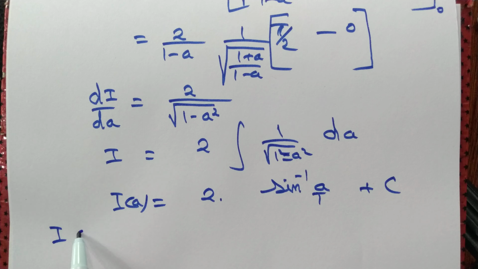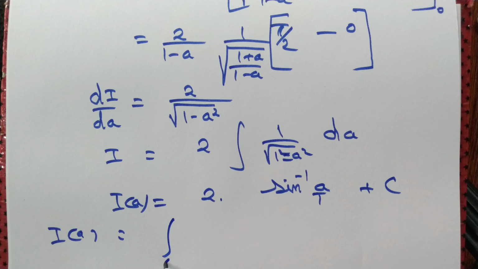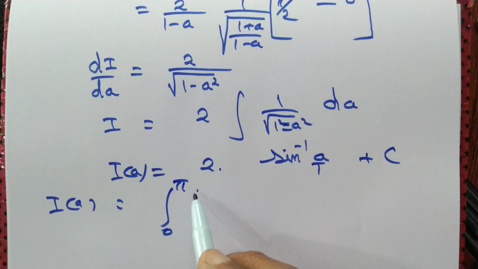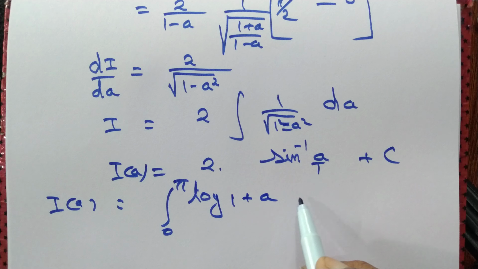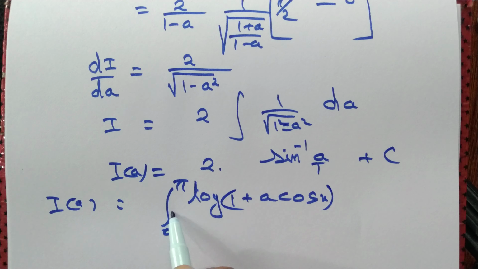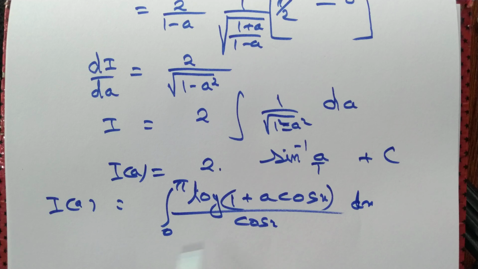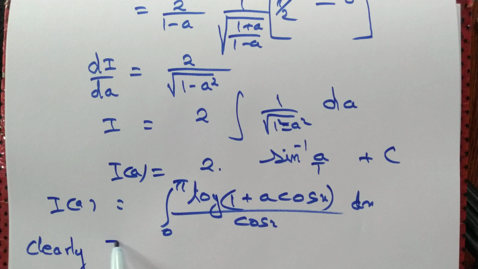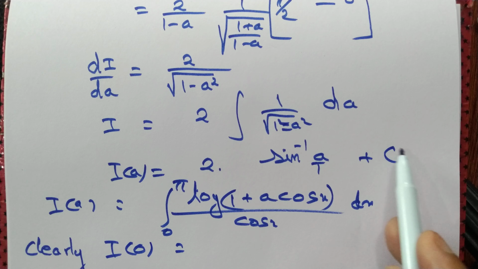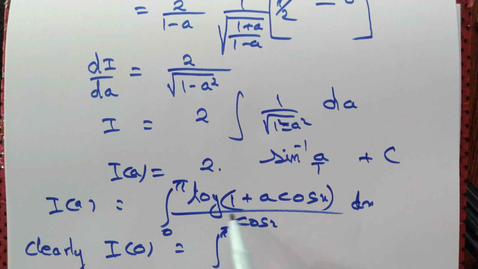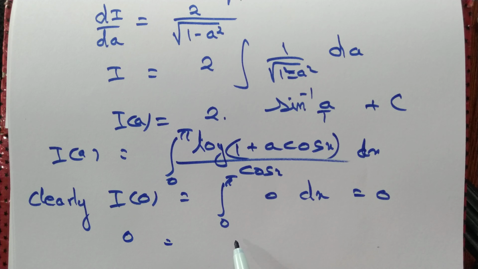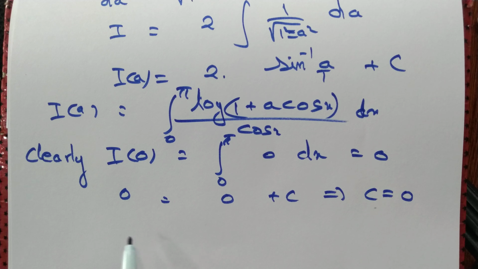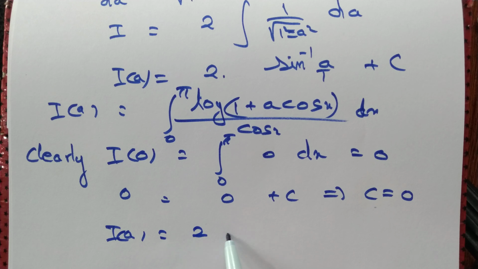Let's recall I(a) equals the integral from 0 to pi of log(1 + a cos x) divided by cos x dx. Clearly, for I(0), we want to compute this constant: I(0) equals the integral from 0 to pi of log 1, which is 0, dx, and that is simply 0. So we can say 0 equals sine inverse of 0, which is 0, plus the constant, which implies the constant equals 0. So I(a) turns out to be 2 times sine inverse of a. No constant.